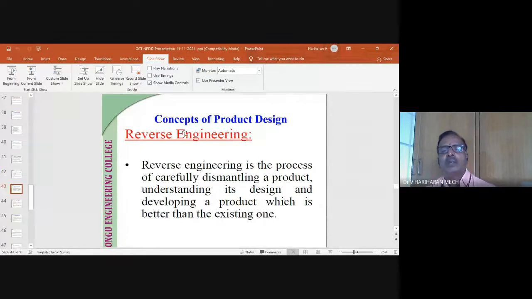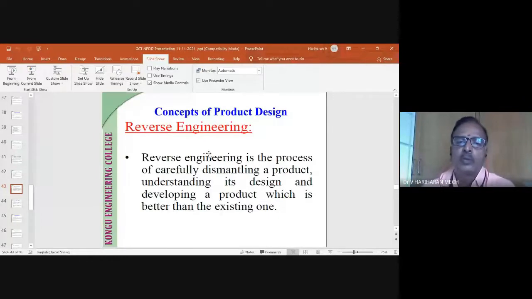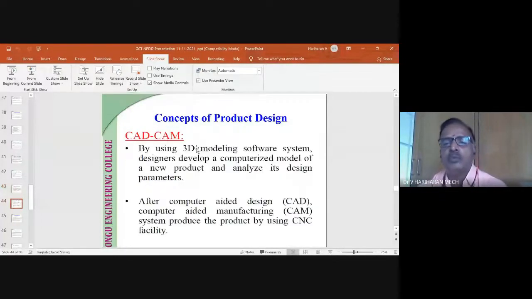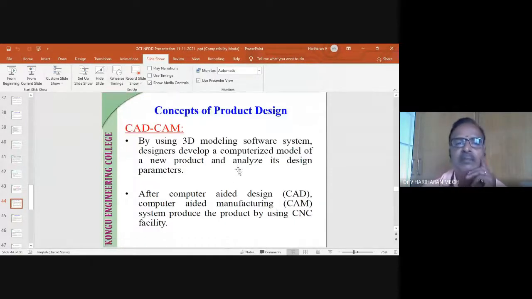For that, you must have knowledge of reverse engineering. Reverse engineering is one of the important topics. It is a very vast topic, but here I am giving only a simple version. It is the process of carefully dismantling the product, understanding its design, and developing a product which is better than the existing one. Reverse engineering, you know very well. So this is one thing you require. Then CAD/CAM technologies. Now you should know what the different modern tools are for designing and analyzing your component. CAD/CAM tools are available nowadays, so you can use them for your design and manufacturing.